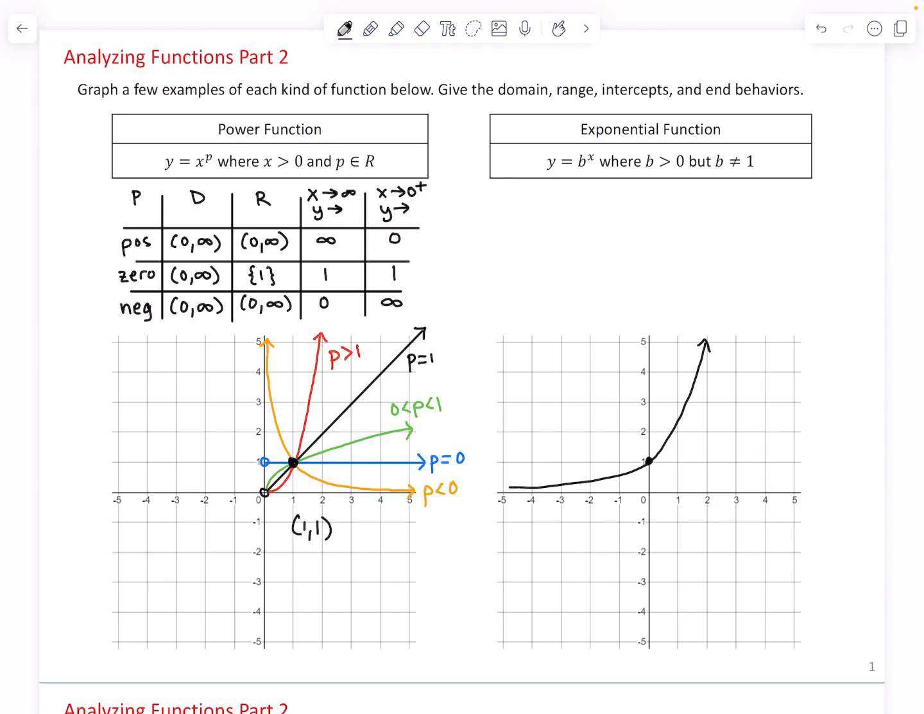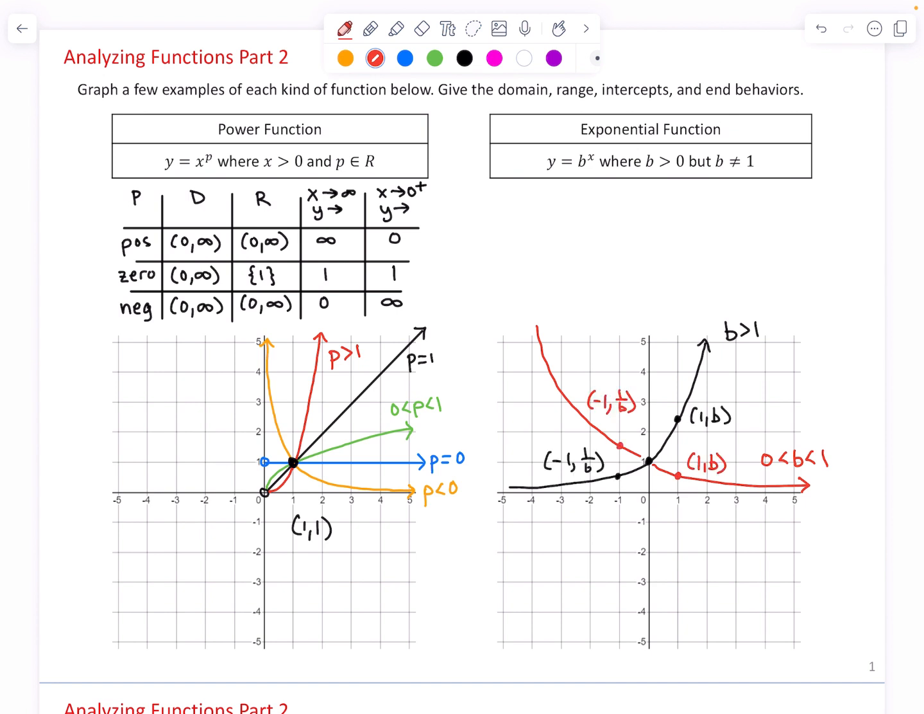So in summary, when the base is more than 1, we have a growing exponential. And when the base is somewhere between 0 and 1, we will have a decaying or decreasing exponential. In both cases, 1, comma b will be a point on this graph, and negative 1, comma 1 over b will also be a point on this graph. And they all share the same y-intercept at 0, 1.